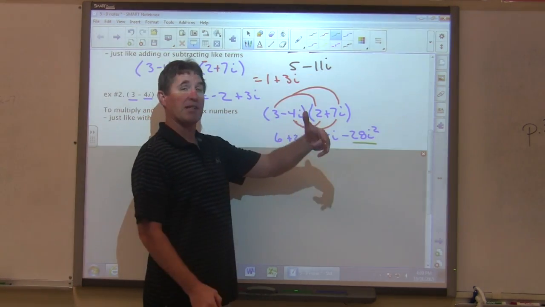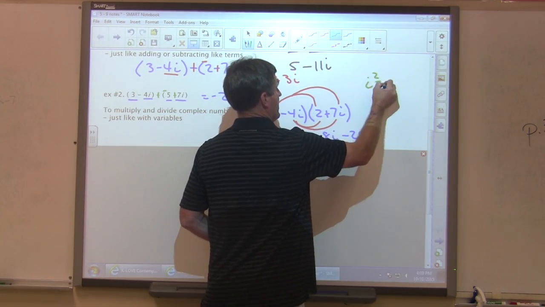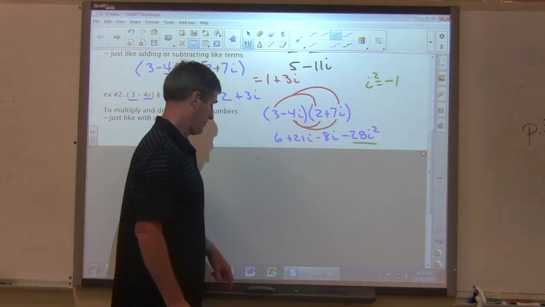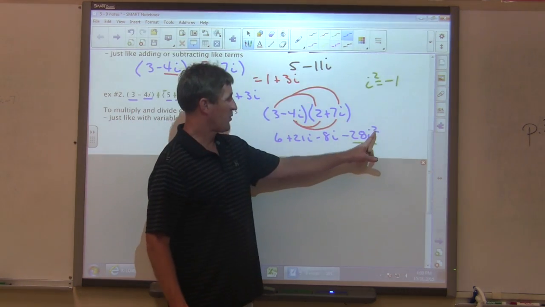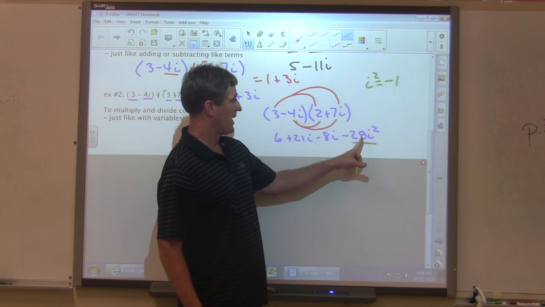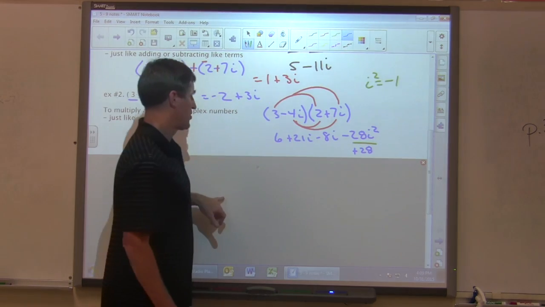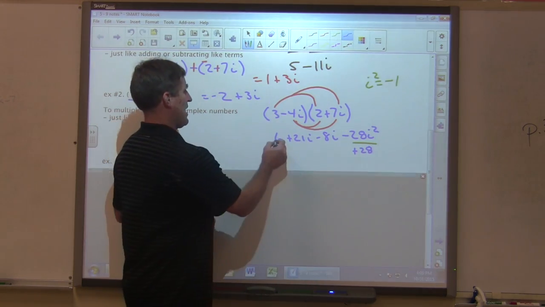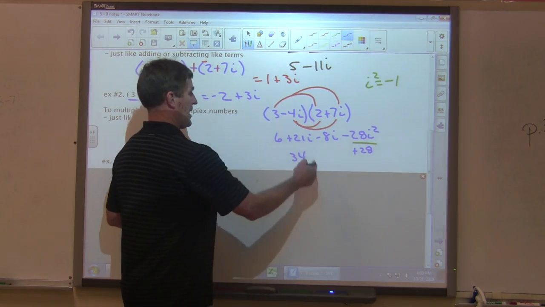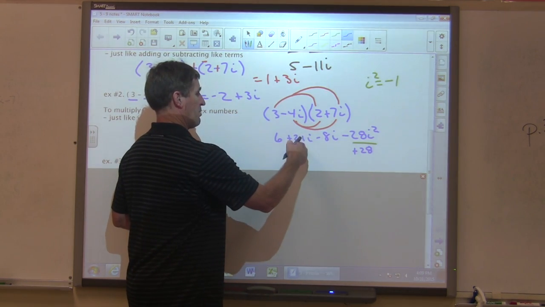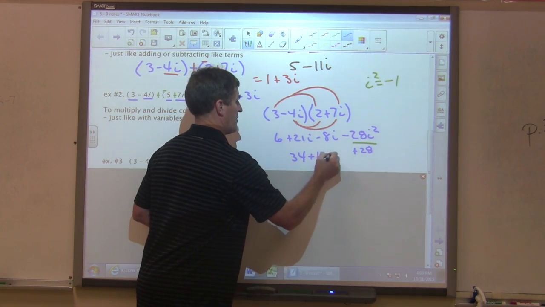And then we have to go back to what you learned when we first talked about imaginary numbers. Remember, i squared is equal to negative 1. So now I need to simplify this further. Well, if i squared is negative 1, this negative 28 times the negative 1 becomes plus 28. And so now if I add the like terms, I've got 6 plus 28 is 34. And then plus 21i minus 8i would be a positive 13i.